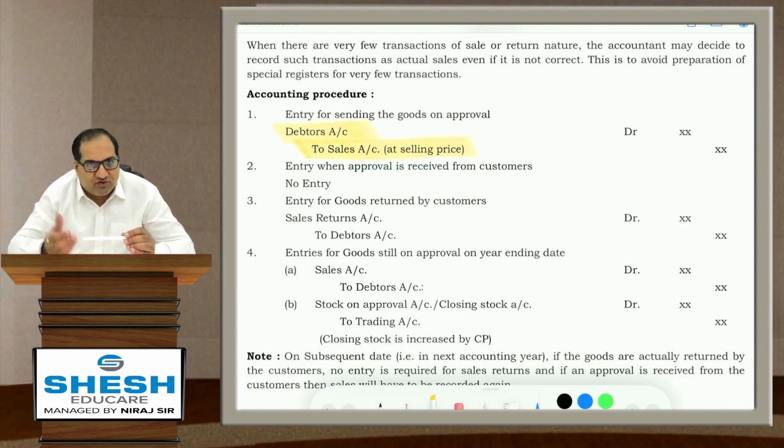So who's the owner of these goods? We are the owners. I said no, we are the owners. So in our physical stock, we need to add this to get the correct closing stock. In short, by the end of the year, if the customer has not approved the goods nor rejected the goods, that is, goods are still lying with the customer on approval basis, you will be passing two entries.